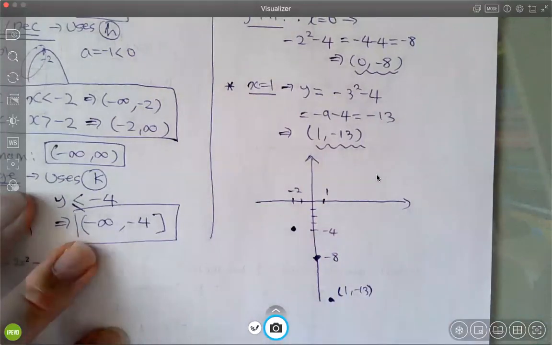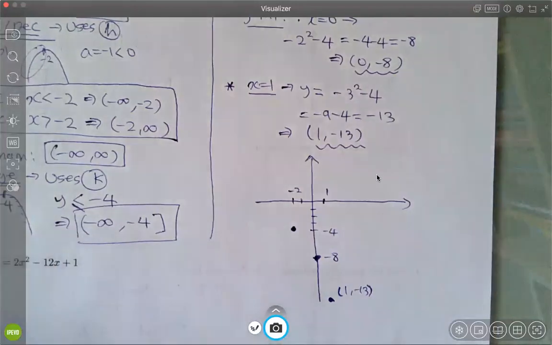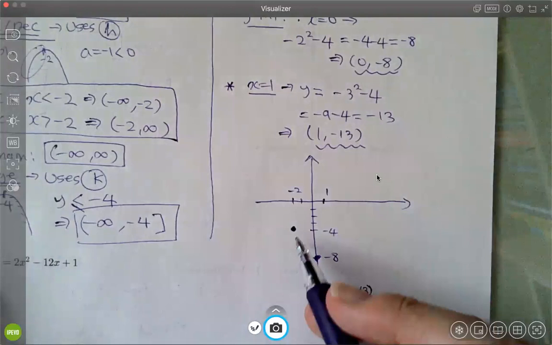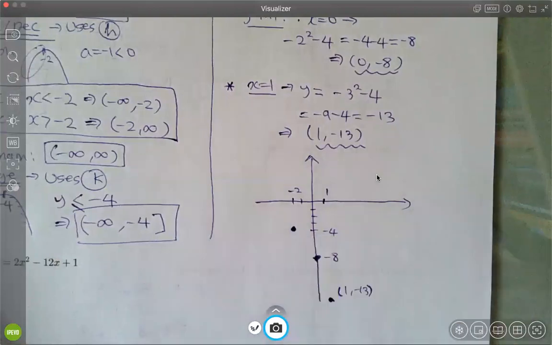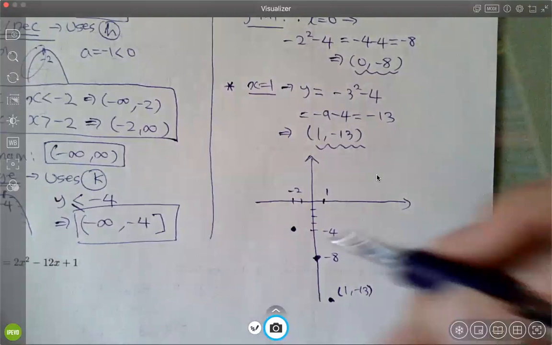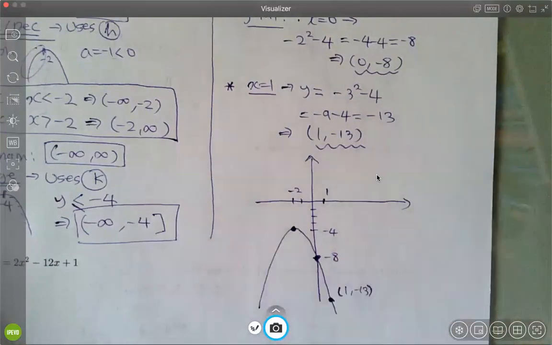Okay, so now we know that the graph has to be what? Open downward, right? And remember, this was the vertex, right? So can you see the shape of the graph? It has to look something like this, right? Okay, so that's the graph.